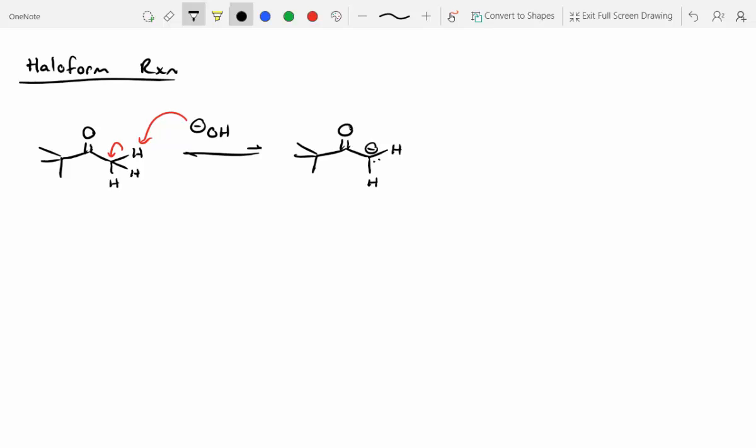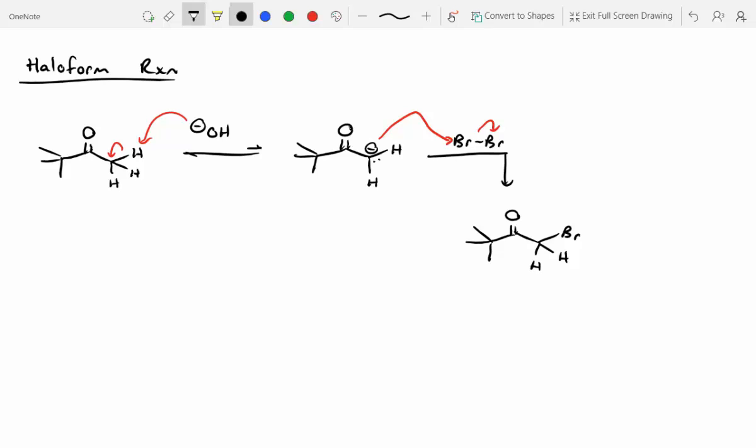And we said yesterday this carbon can act as a nucleophile and attack a halogen. So in the next step, what we can do is treat this with bromine. But like I said, you can use Cl2 or I2. And this enolate will attack our bromine and kick off a bromide. Pretty much the exact same reaction that we covered yesterday.